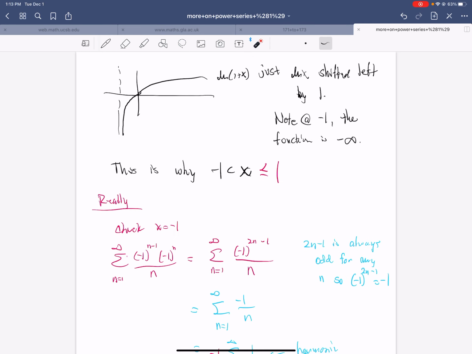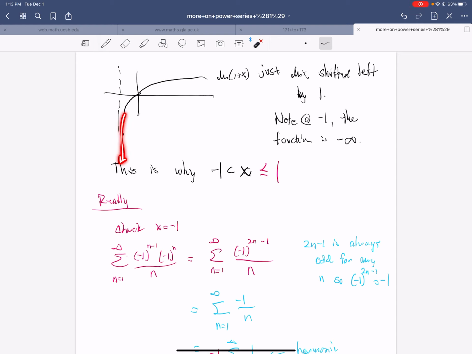Now notice that ln(1 + x) is just the ln graph shifted left one. And so at negative 1, the value is negative infinity, and it won't converge on that side. So no matter what, you can't even plug in negative 1, so it's not allowed.